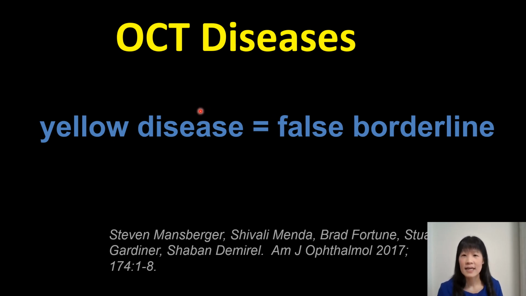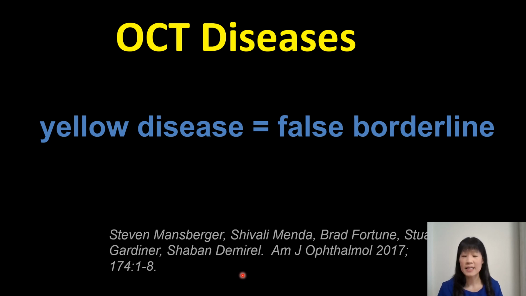Yellow disease is a false borderline value. So meaning if you look at your printout, there's yellow on the printout, meaning the machine is saying, well, wait, there's some nerve fiber layer thinning. However, Steve Bamberg published this paper showing that if you manually resegment or correct segmentation errors of RNFL, that 25% of the yellow color will go away and become green.